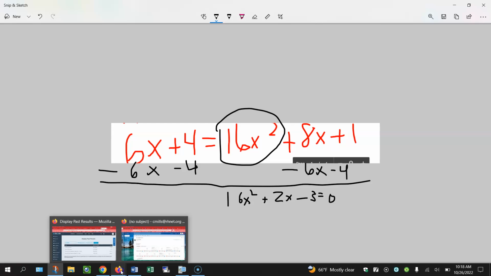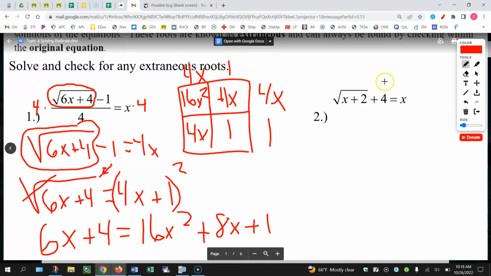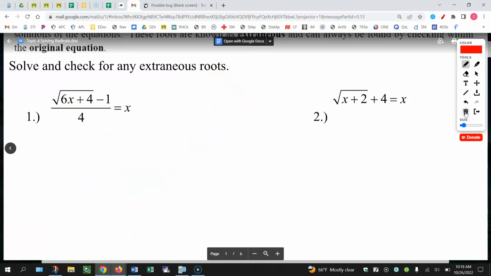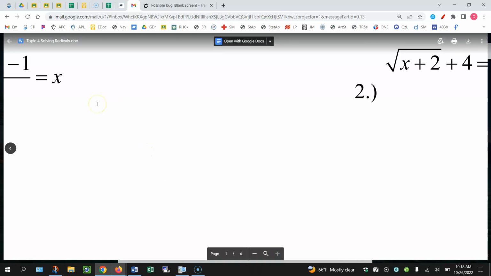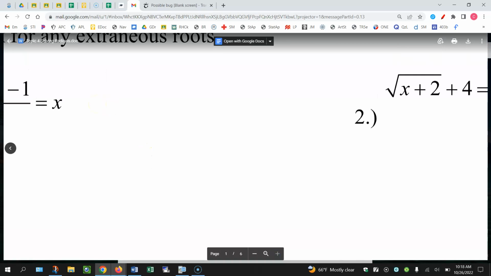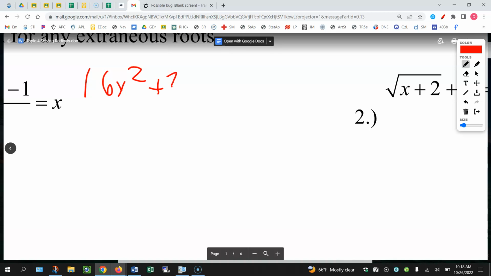All right, so I'm going to come back here, and let me delete this and rewrite what we have. Let me see if I can't zoom in to get this out of here. Okay, let me zoom in a little bit more. Okay, so we have, that's not helpful. There we go. So we have 16x squared, what did I say? Plus 2x minus 3 is equal to 0.